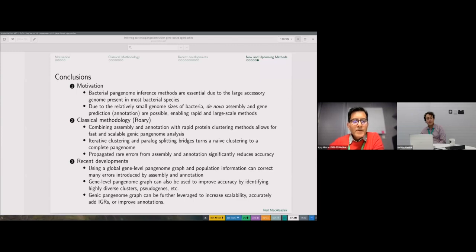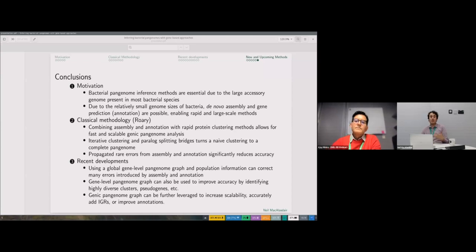How can pangenomics be used alongside GWAS to identify genes linked to disease in infectious strains affecting humans? Yeah, I think there's multiple levels at which you can do this.